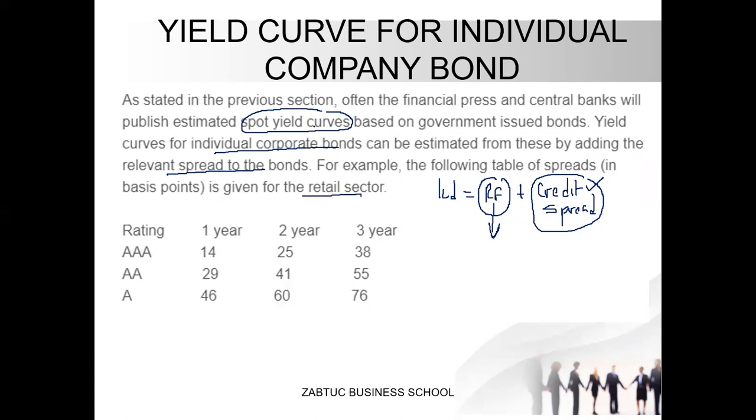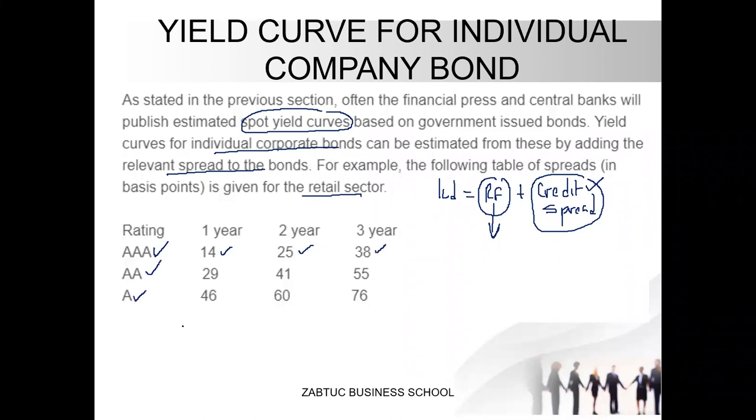Now, we have come across this before, isn't it? Remember, if a bond has got triple A, double A, single A, the credit spread for 1 year, 2 years, 3 years. If it's the double A, single A. So these, you add them to the spot yields.